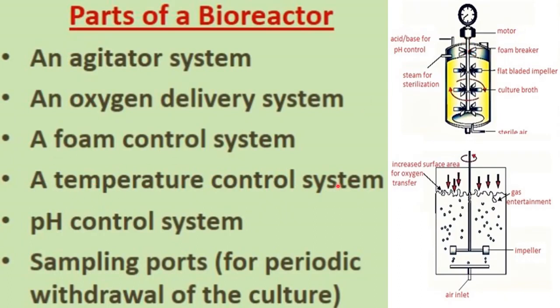A temperature control system is also present in a bioreactor, because we need to set the temperature for the optimum growth of microbes. Okay, then a pH control system, this acid base inlet is for controlling the pH. Then sampling ports. Sampling ports are for periodic withdrawal of the culture, because the used culture is withdrawn, and unused culture is transferred again for the growth of microbes. So all these parts are present in a bioreactor.